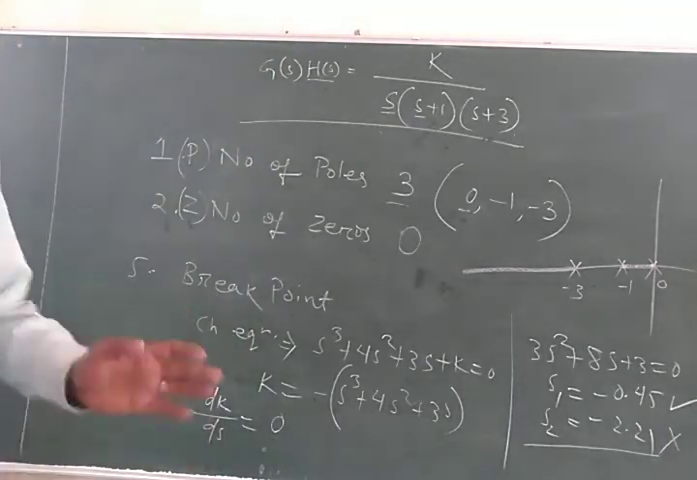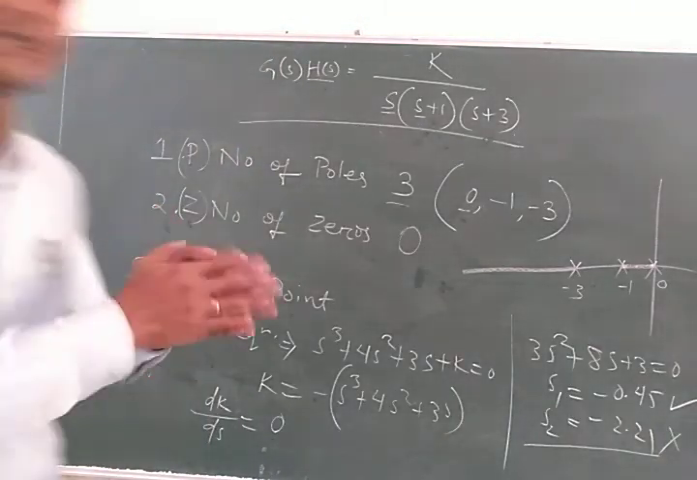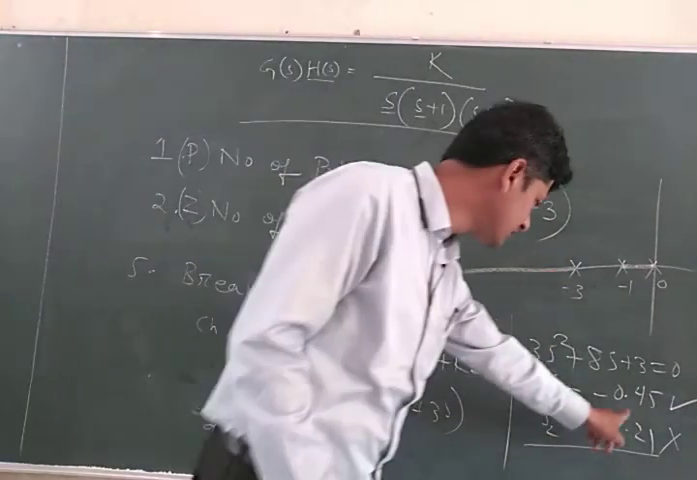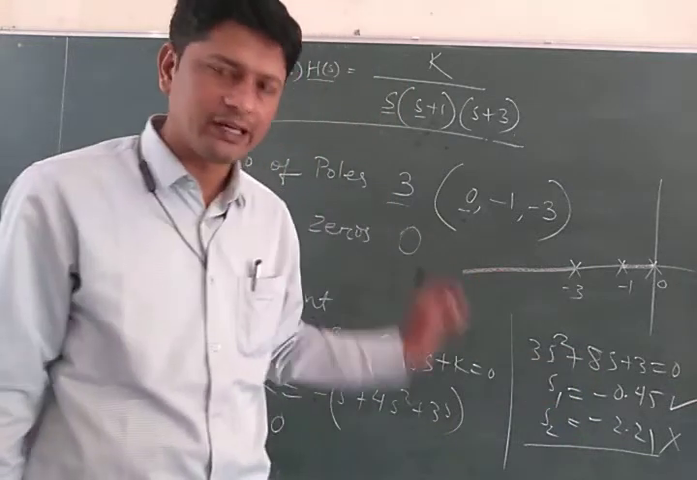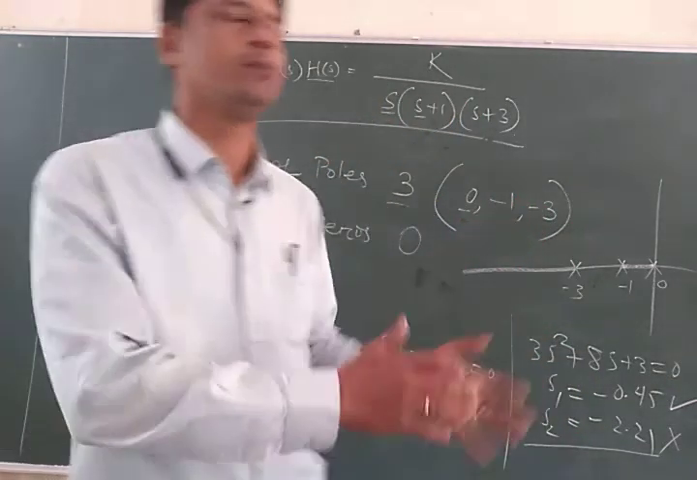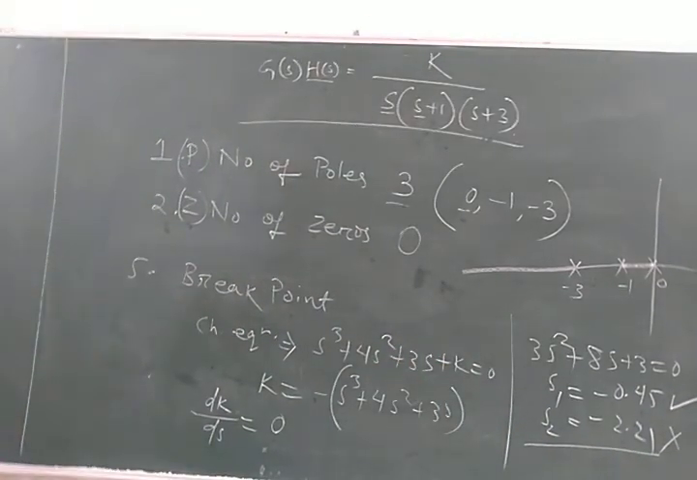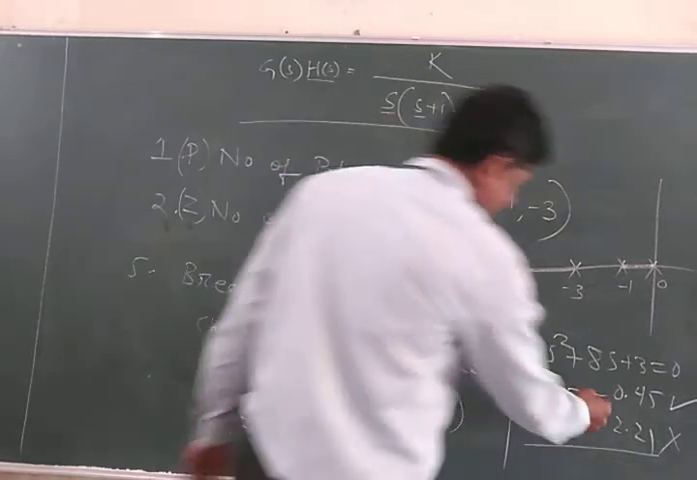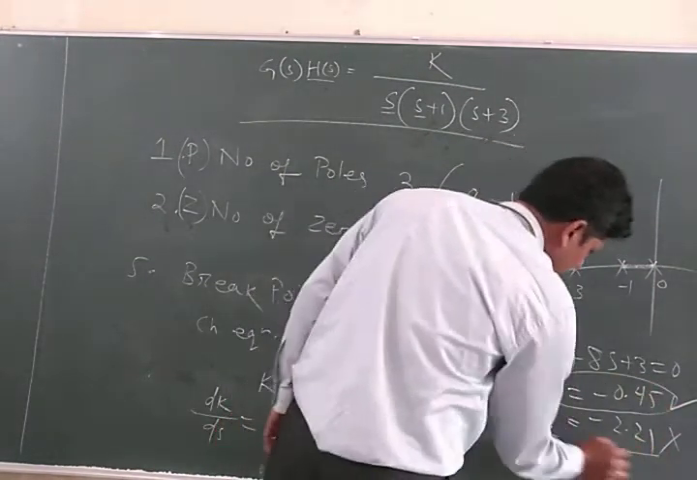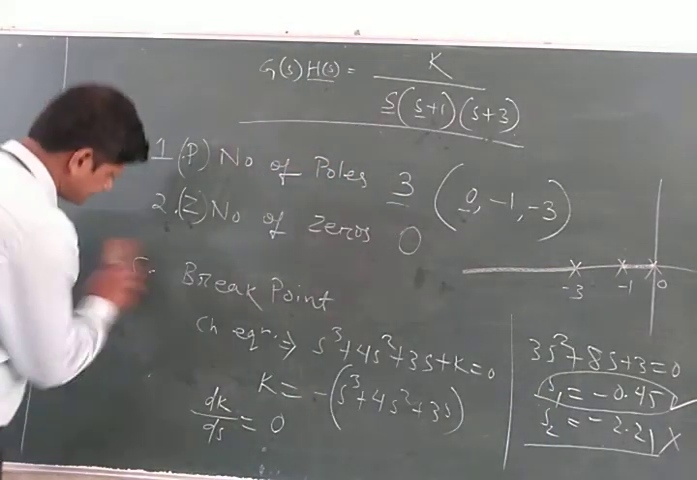That means for a valid breakpoint, the root locus must be present at the breakpoint. By verifying from the previous points, we can find the valid breakpoint. A valid breakpoint must lie in the root locus section, which we found in point number 4. So the valid breakpoint is minus 0.45. This one is the valid breakpoint; this is not the valid breakpoint. Okay, then we go to point number 6.